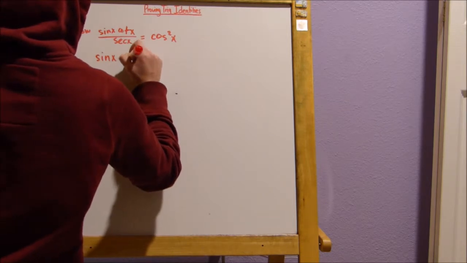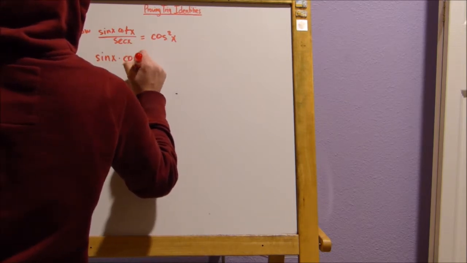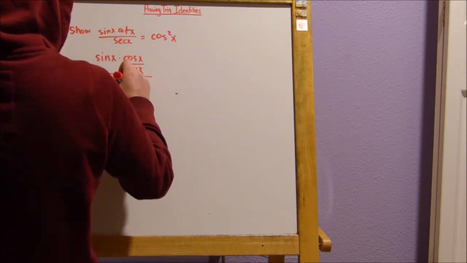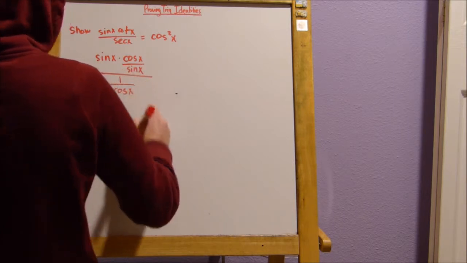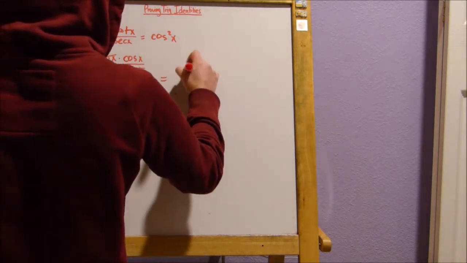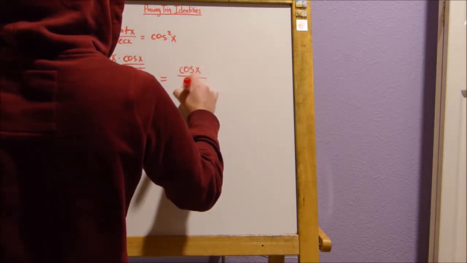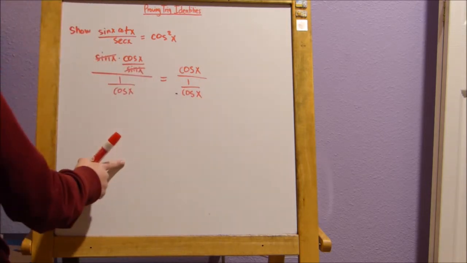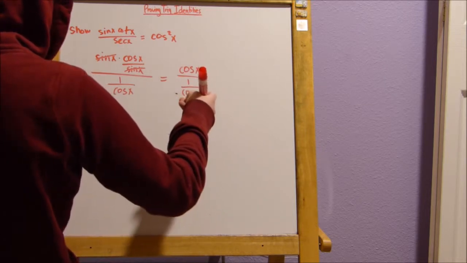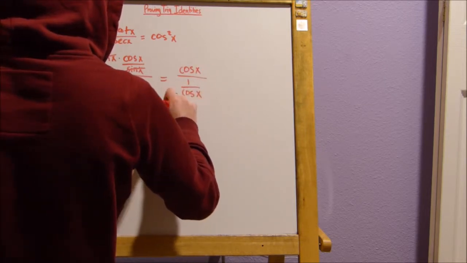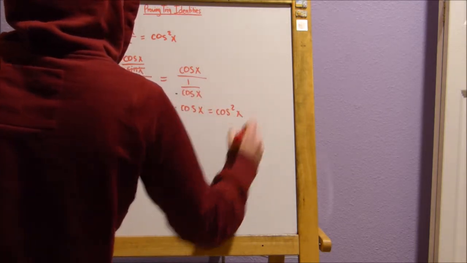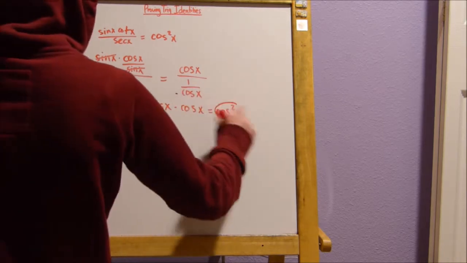Okay, sine of x times cosine of x over sine of x, over secant x, which is the same thing as 1 over cosine x. So, in the numerator, these two sines cancel, so we get cosine x in the top, and then we end up getting 1 over cosine x in the denominator. Now, when you're dividing by a fraction, you multiply by its reciprocal. So cosine x times cosine x equals cosine squared x. See? It's as simple as that.